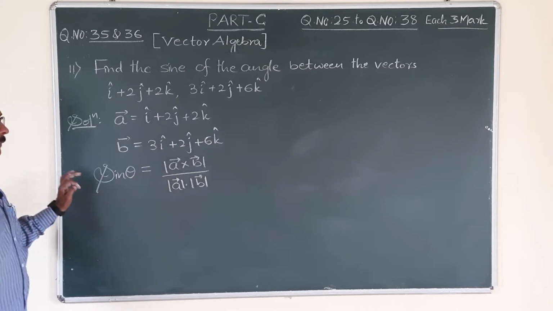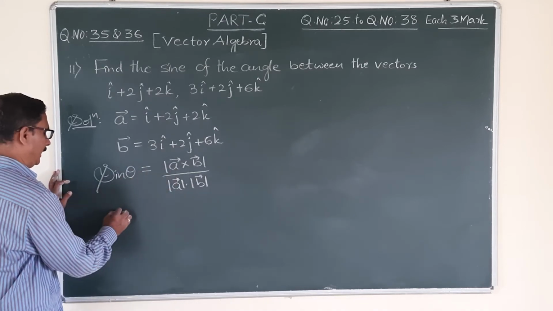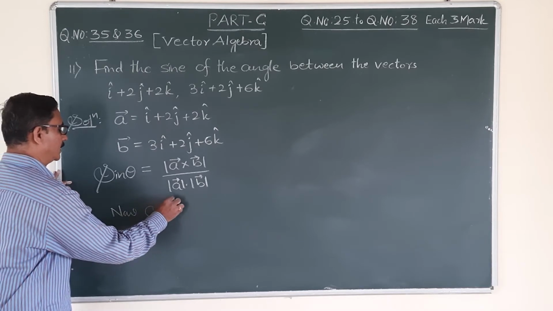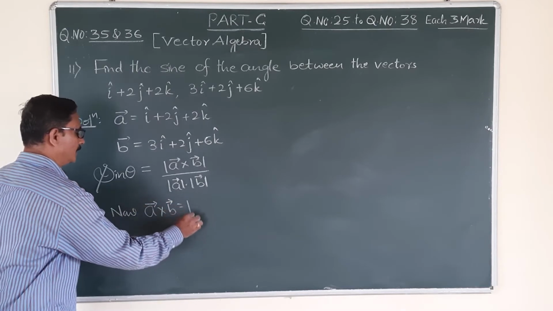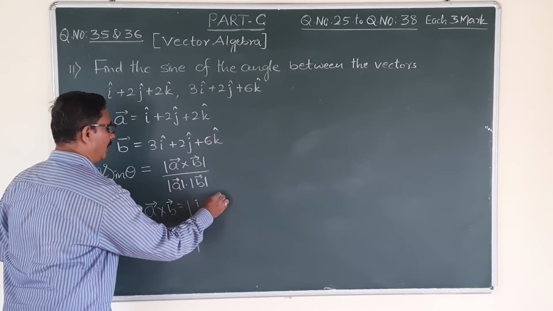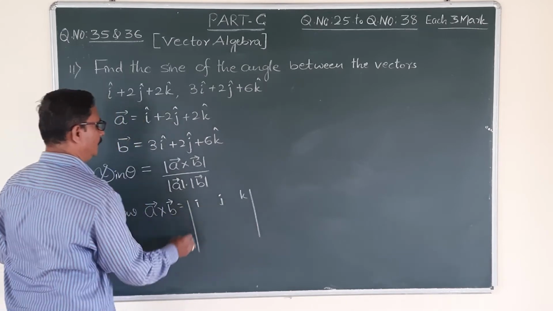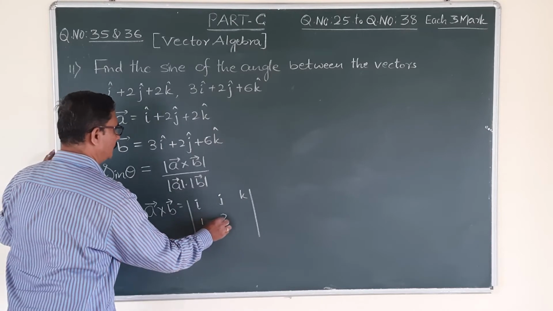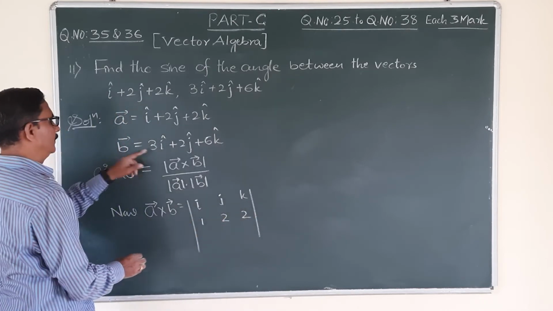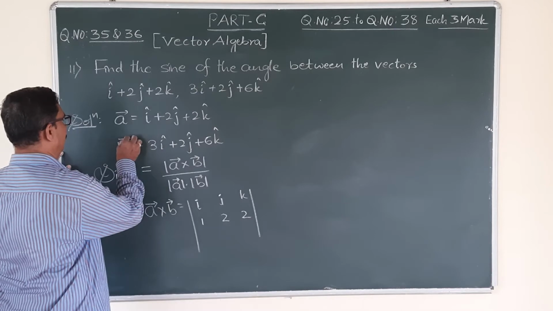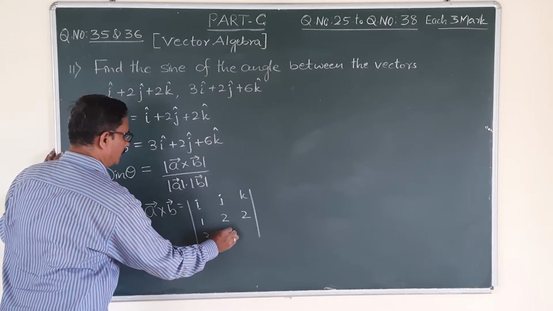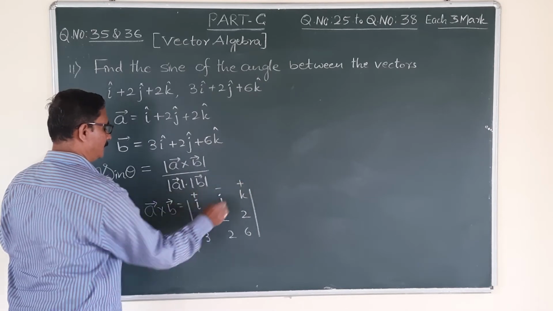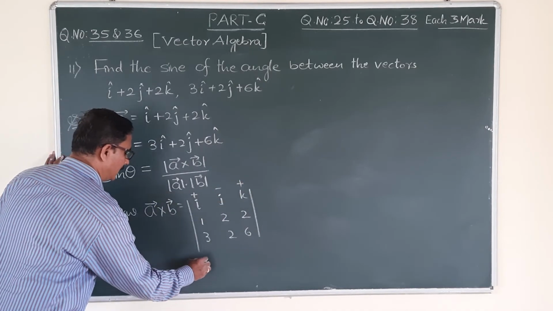of A into magnitude of B. Now to find A cross B. Now how to solve A cross B? Definition of cross product using the determinant i, j, k first row, coefficient of i, j, k in vector A 1, 2, 2, coefficient of i, j, k in vector B 3, 2, 6. Expand that determinant, plus, minus, plus. You know how to expand that determinant.